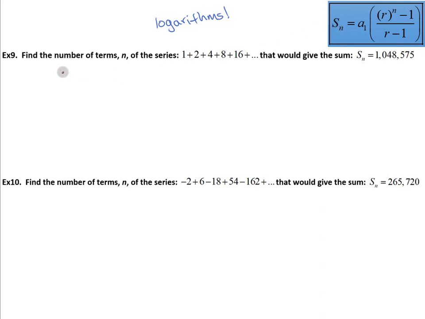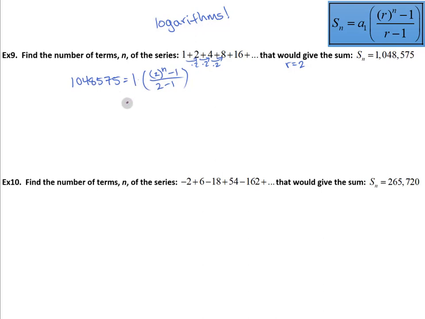So let's plug in what we know. I don't know how many terms. Let's see, if I was given this series that would give this sum. Well, we actually have a value to plug in for the sum. So let's go ahead and plug that in on the left. 1,048,575 equals our first term, that I do know, it's 1, times our fraction here. R, our common ratio, looks like we're doubling, so times 2, which means R is 2. So we can plug that in, 2 to the n power minus 1 over 2 minus 1.